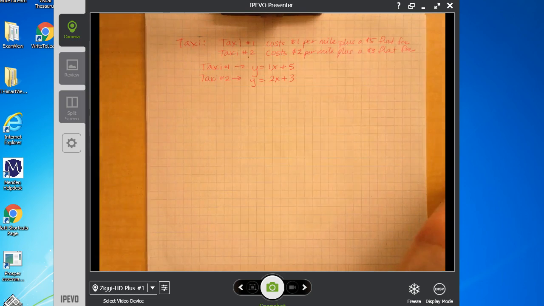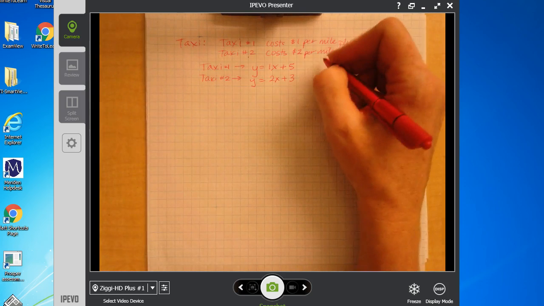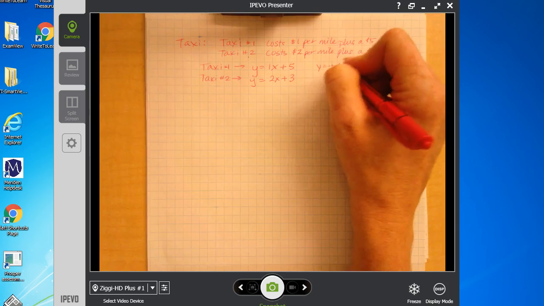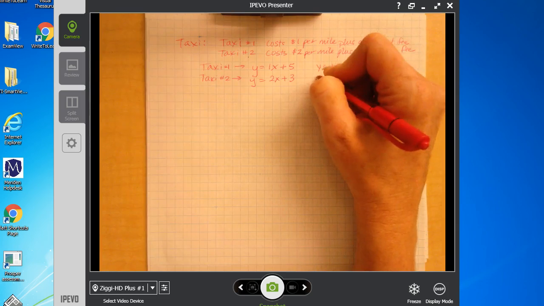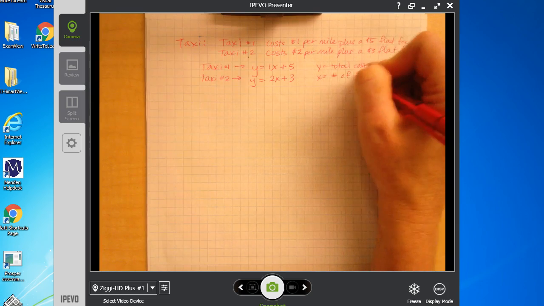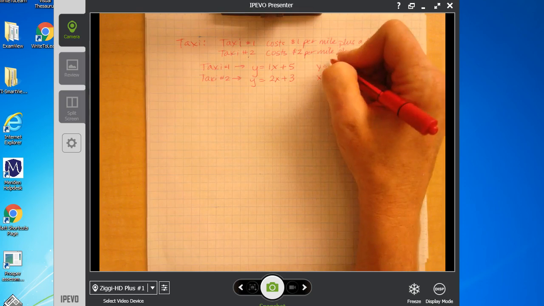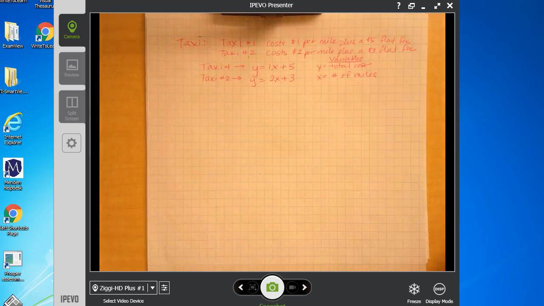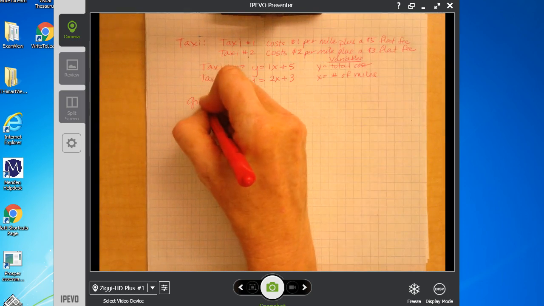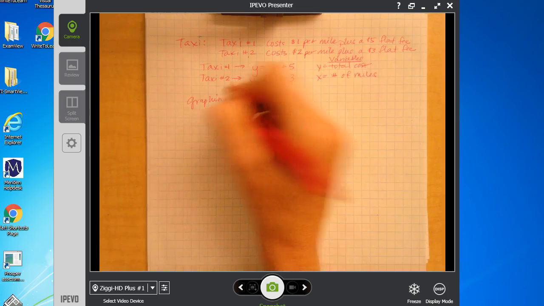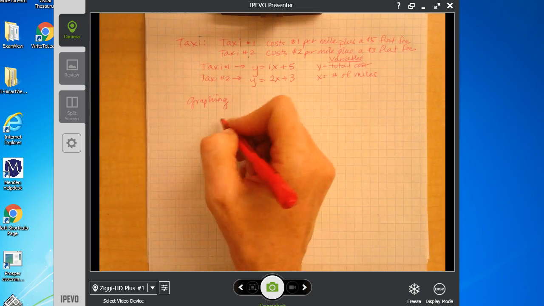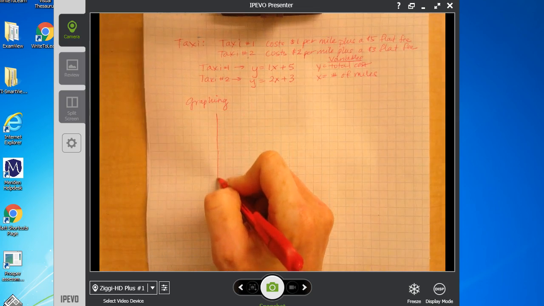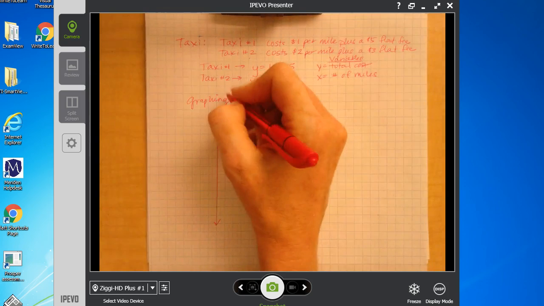Plus my flat fee of $3. Okay, so for both of these, y equals total cost and x equals number of miles. Okay, so these are my variables. Now as I look at this situation, I've got a few options I could work with here. I'm going to look first at graphing because these are small enough numbers that I could maybe make that happen pretty reasonably. So I'm going to create my coordinate plane.